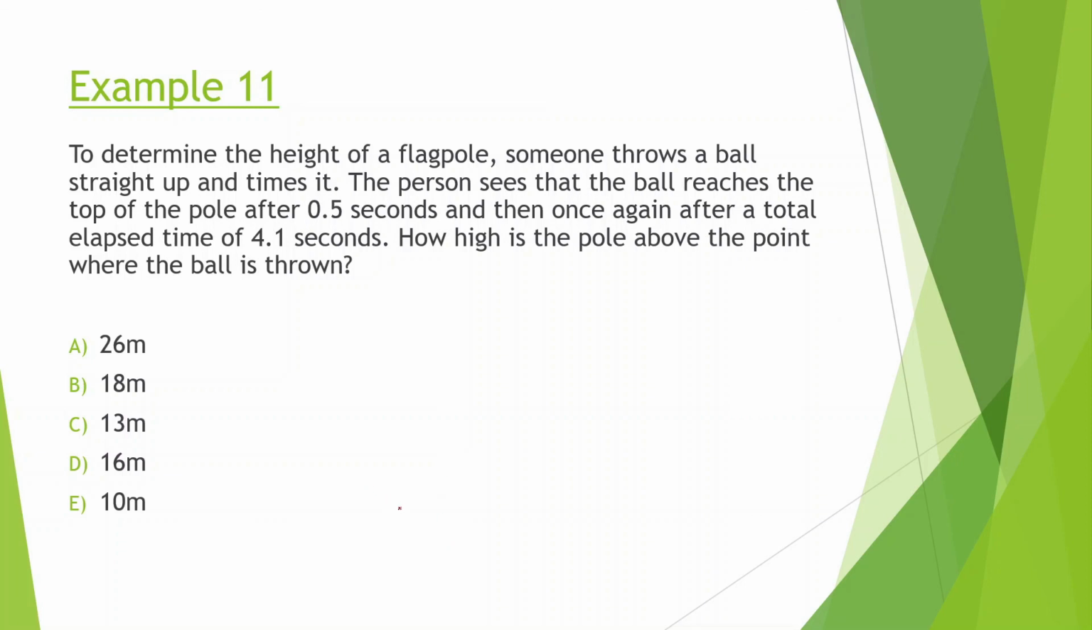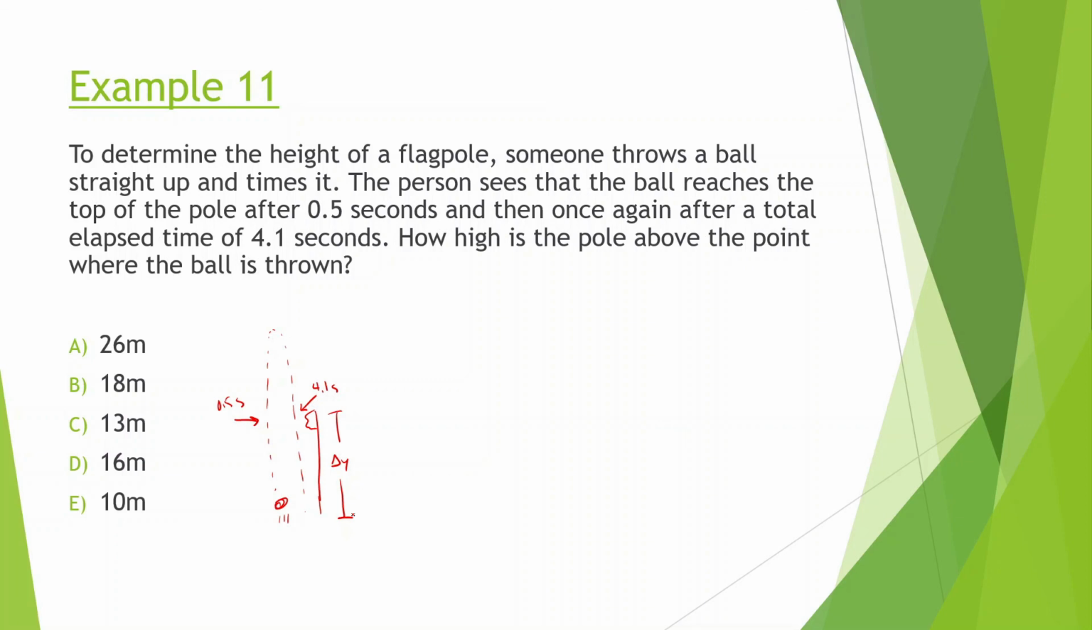Okay, so we have a ball, it's thrown. Then we have a pole like this. What we know is the ball is going to go up and then down like this. And we know the first time it reaches the top of the pole, it took 0.5 seconds. And then we know the second time it reaches the top of the pole, it took a total of 4.1 seconds from the moment it was thrown. And what we're trying to find is how high is this?